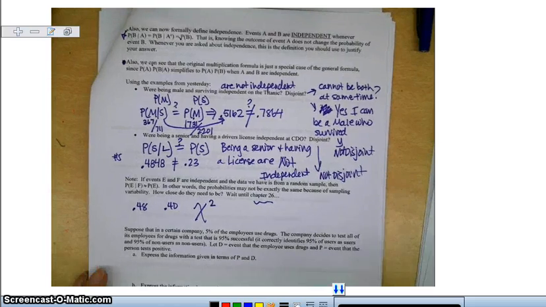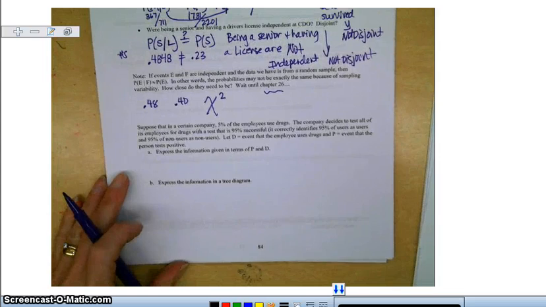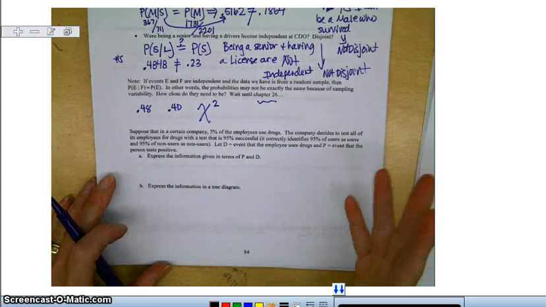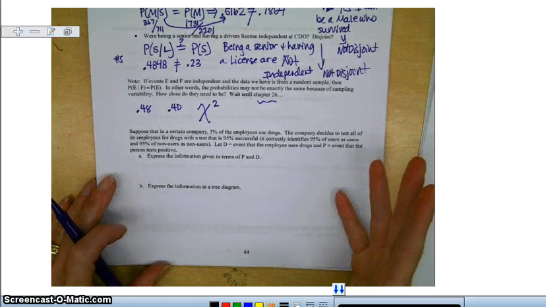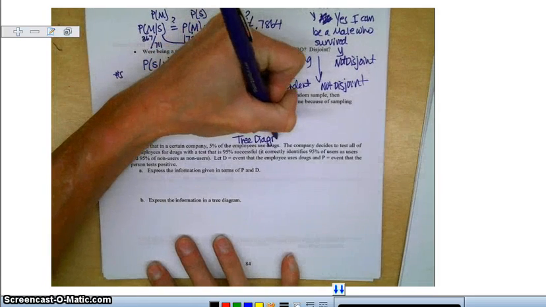So now we're going to move on, and I'm probably actually going to need to go to a third video on this. So this is important that you know how to do these next things, and we're going to basically be making something called a tree diagram.